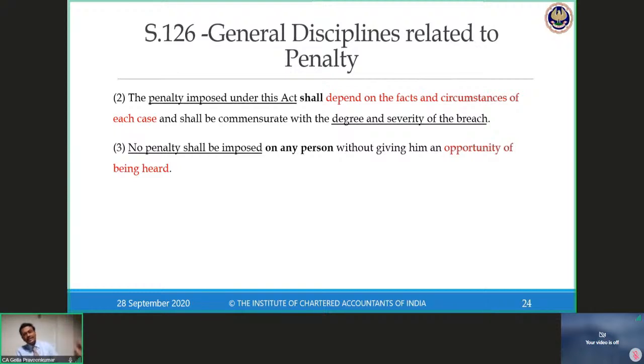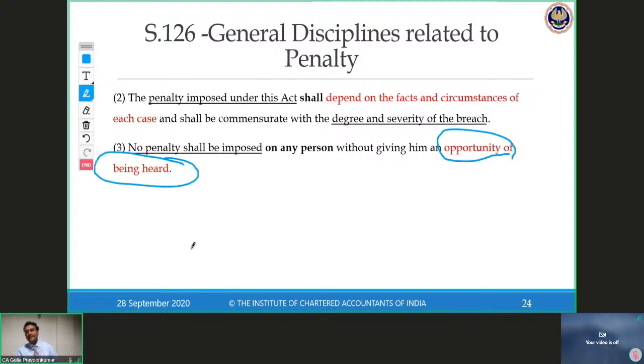Then no penalty shall be imposed on any person without giving an opportunity of being heard. It is a basic assumption of the rule of law, the opportunity of being heard, which is your natural justice. Without giving you an opportunity to be heard, I cannot levy a penalty.